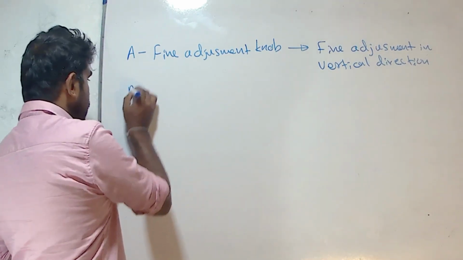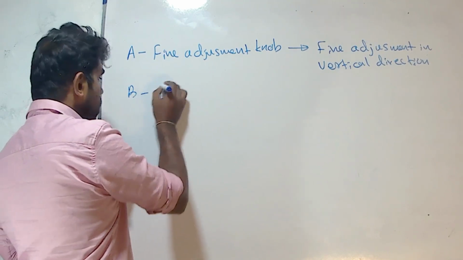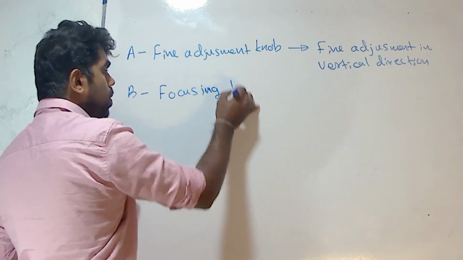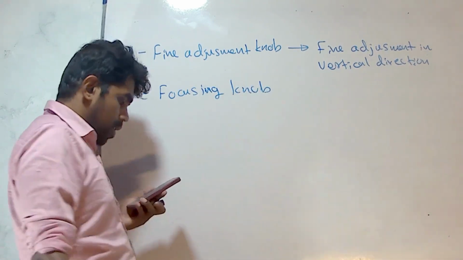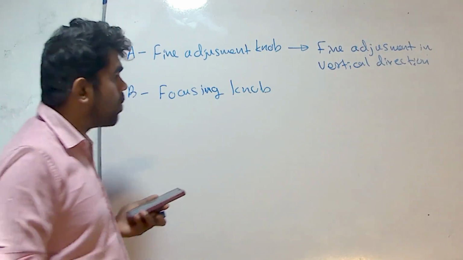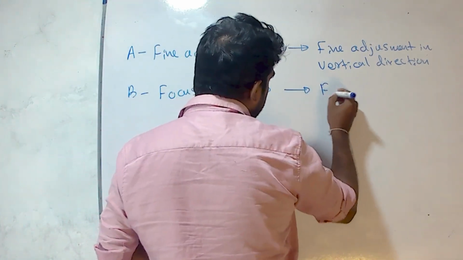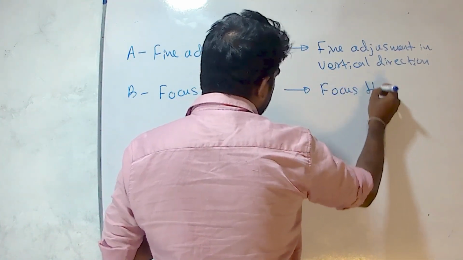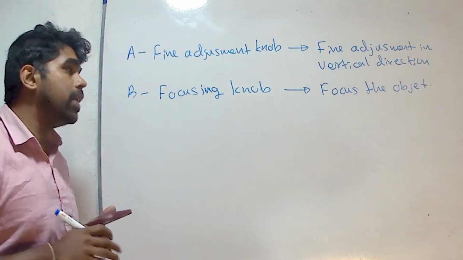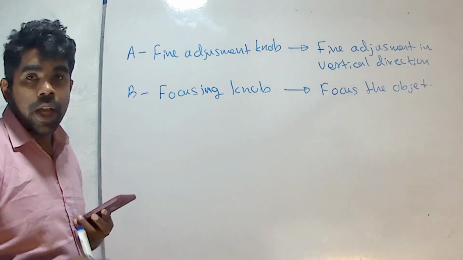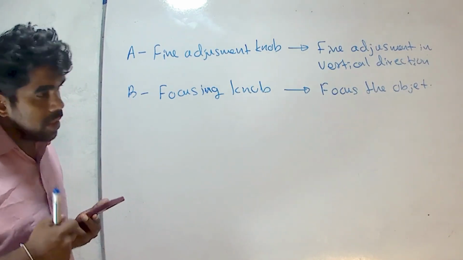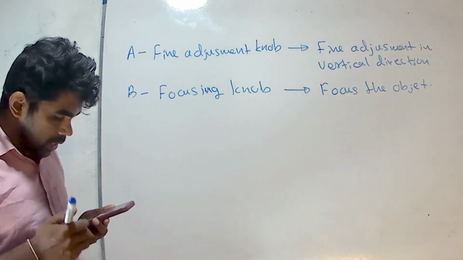Then part B, focusing knob. We can focus the object by using the focusing knob. Or we can write it in a descriptive method: we can get a clear image of the considered object by using the focusing knob.